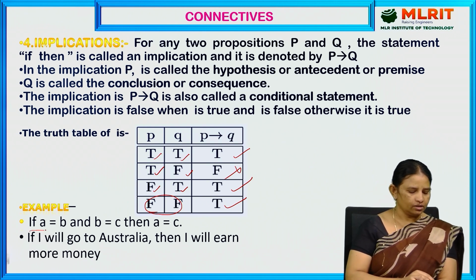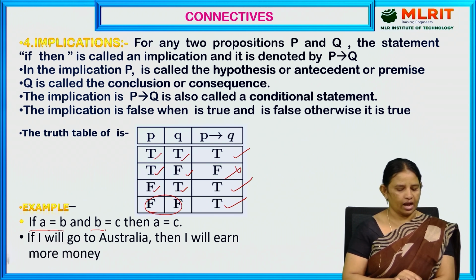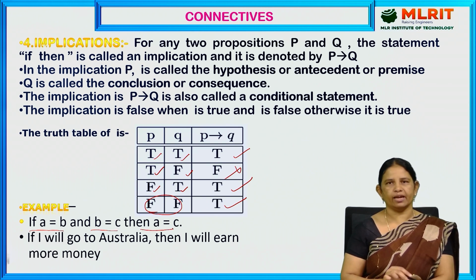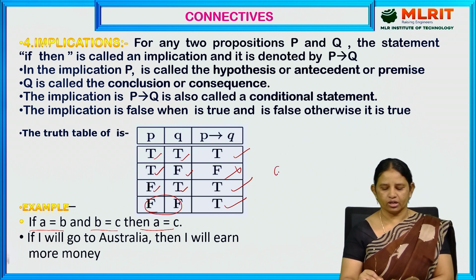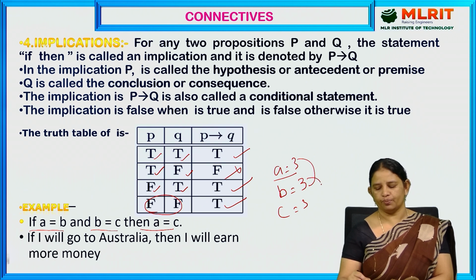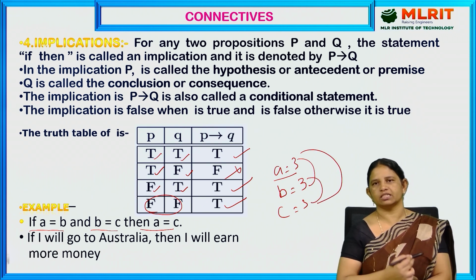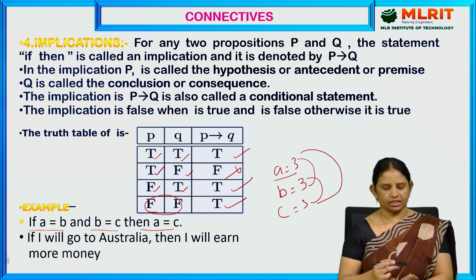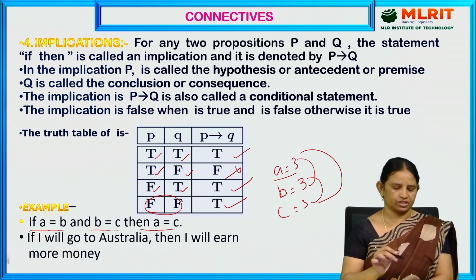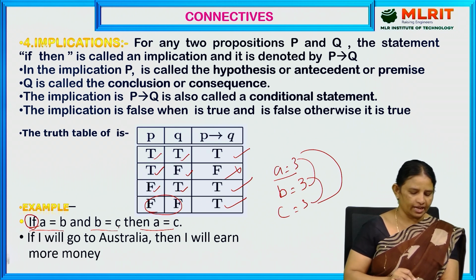If A equals B and B equals C, then A equals C. If A value equals 3, B value equals 3, C value equals 3. If A equals B, it means A and B are equal, and B and C are equal, so automatically A and C are also equal. In the case of the English language, the conditional statement is denoted as if-then.